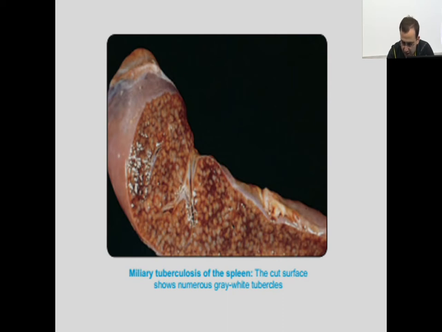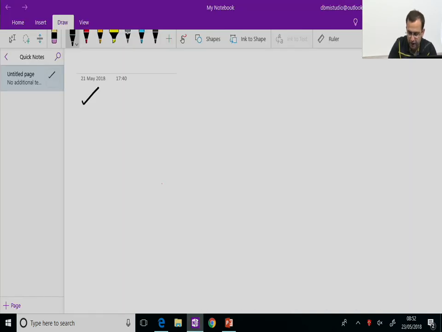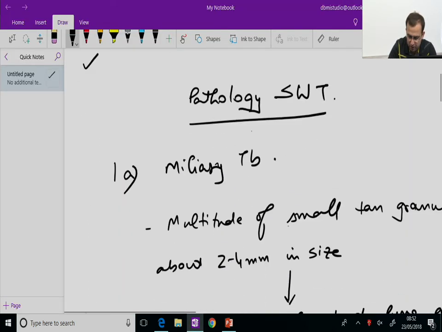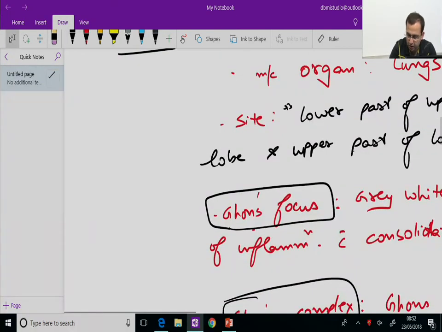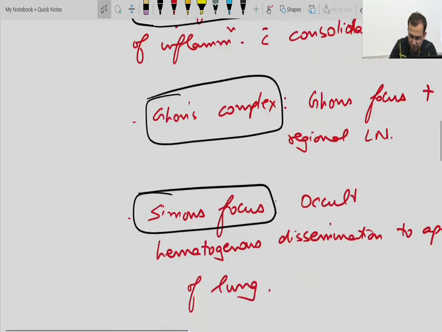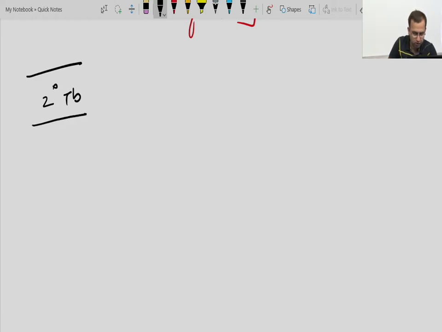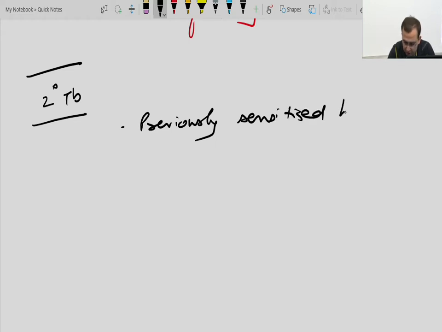Next, coming back to the theory, we have seen that the first part was primary TB, which had three named foci. The next is secondary tuberculosis. Secondary tuberculosis obviously occurs in a previously sensitized host.